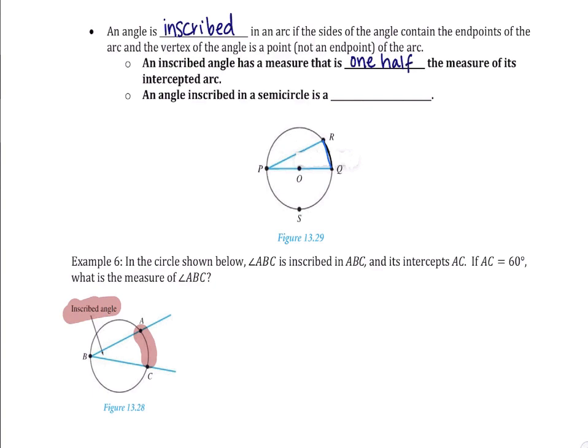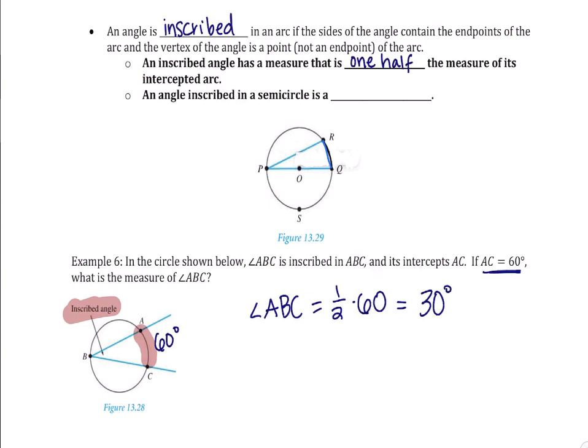So if we look at example 6, and if we know that AC is 60 degrees, and here we know it's the arc because there was not an angle symbol, so we know the arc AC is 60 degrees. If we want to find the measure of the angle that's intercepting that, angle ABC, it would be half of the intercepted arc. So it would be 1/2 times 60, which gives us 30 degrees.